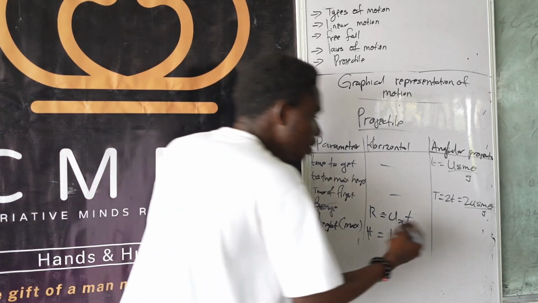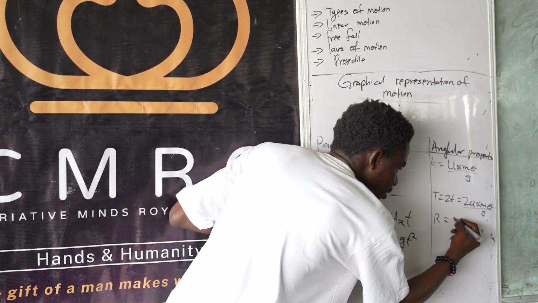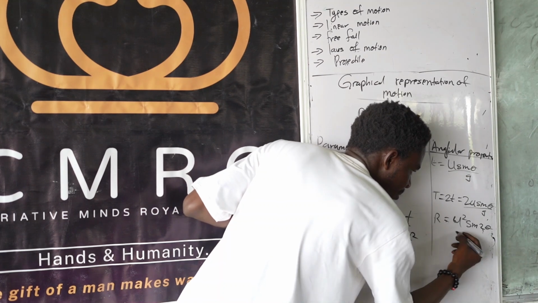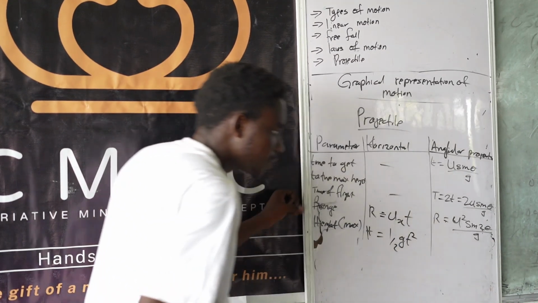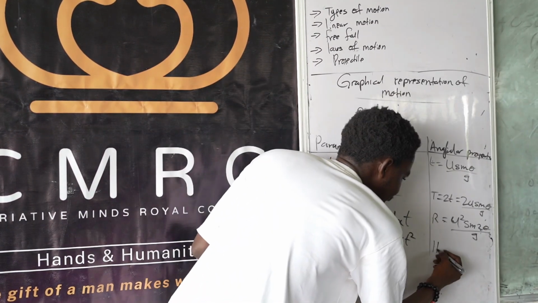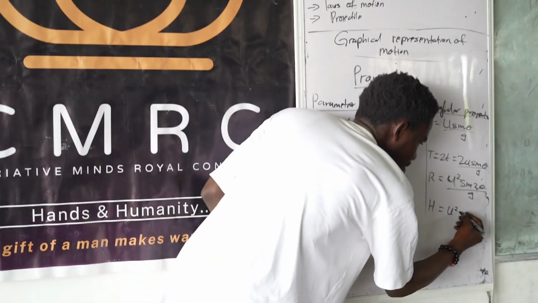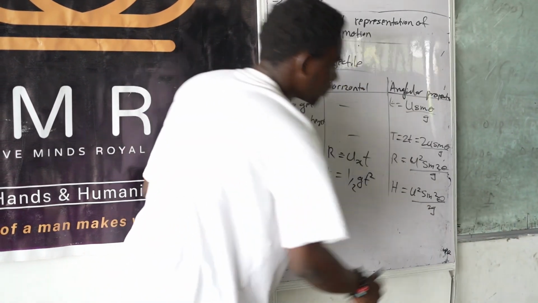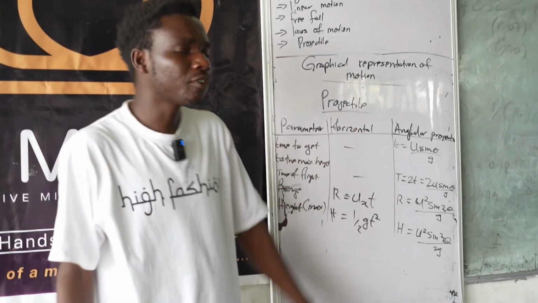For the range, we all know that one too. R equals U squared sine 2 theta over g. What about the maximum height? The maximum height H is equal to U squared sine squared theta over 2g. So those are the formulas needed.